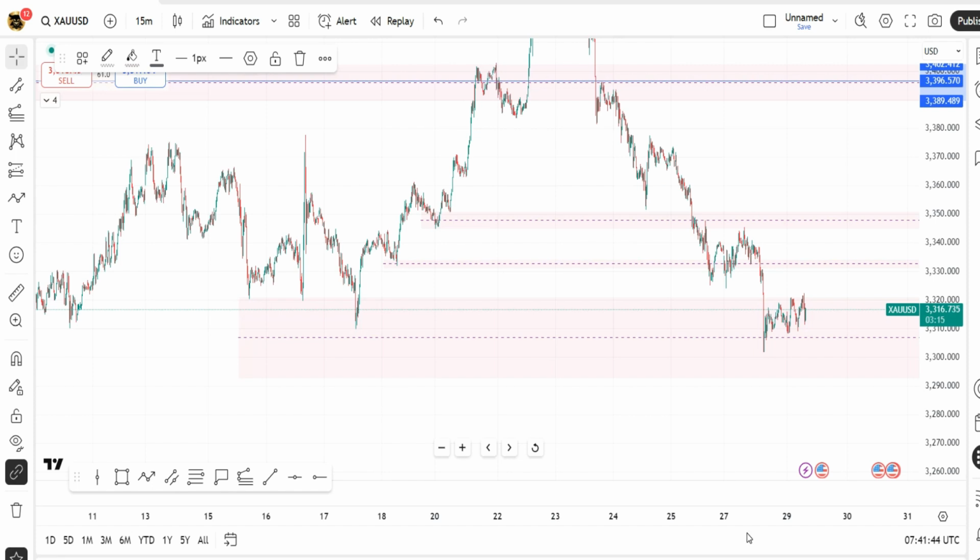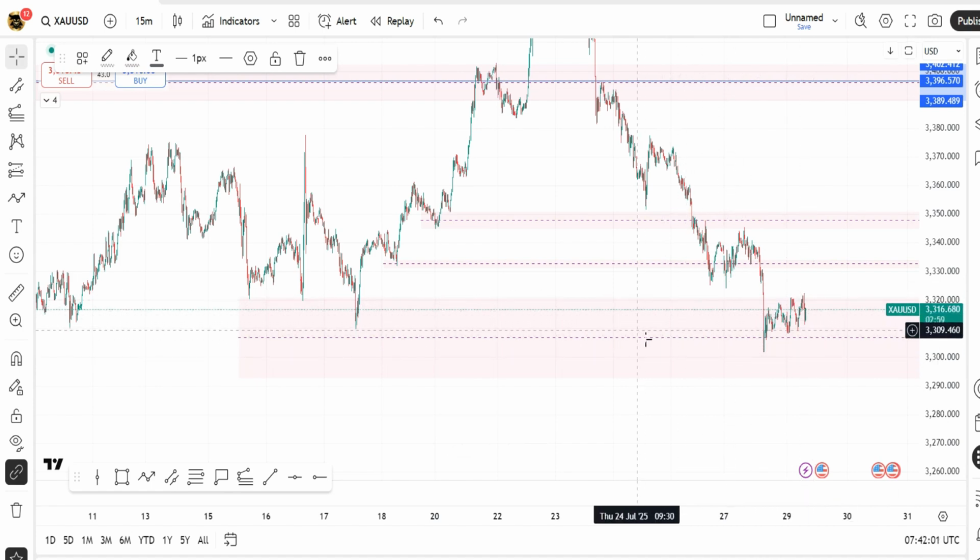So today we're gonna discuss technically the gold chart, and we're gonna see whether we should look for buying opportunities or selling opportunities. Now, if you open the higher time frame charts, H1 or H4, you're gonna see that we are at the key support area.